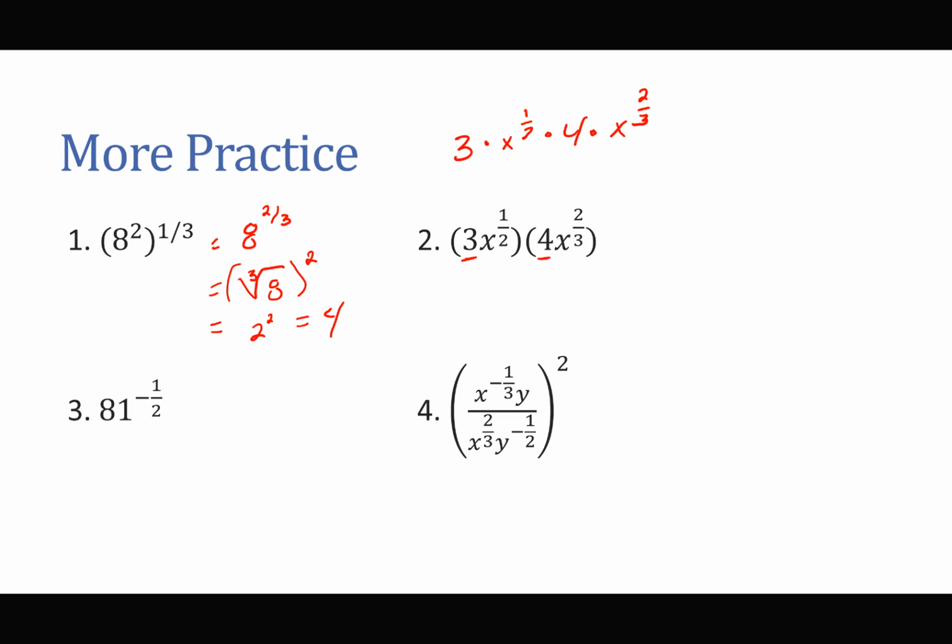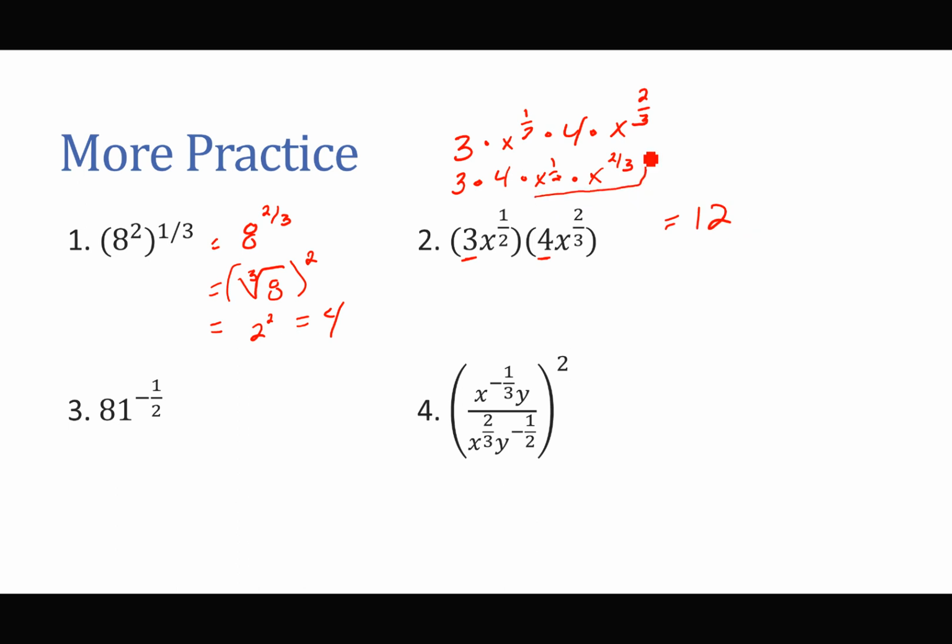Well, the commutative property of multiplication allows me to do it in any order. So I could say that's the same as 3 times 4 times x to the 1/2 times x to the 2/3. All right, that's still equivalent. That's going to give me my answer. Oh, 3 times 4, I know I can do that. That's just 12.